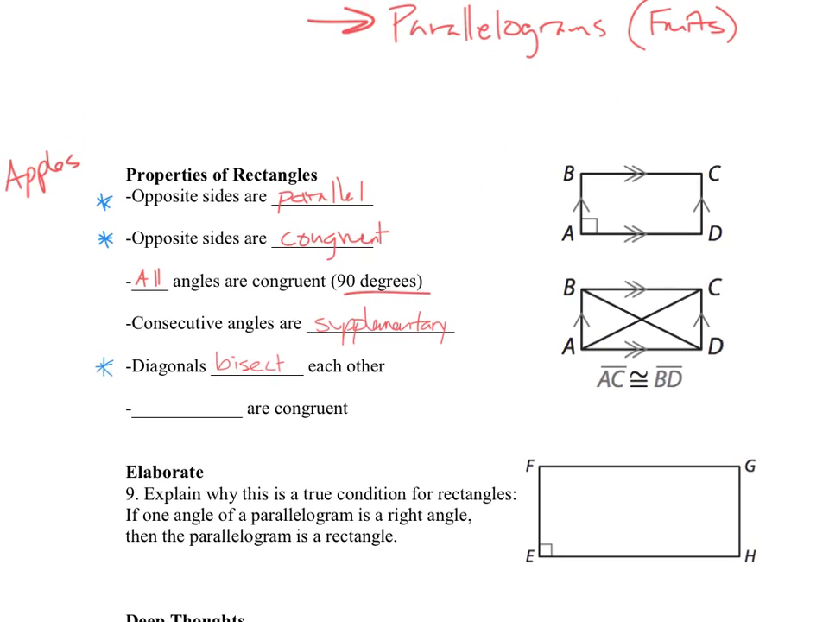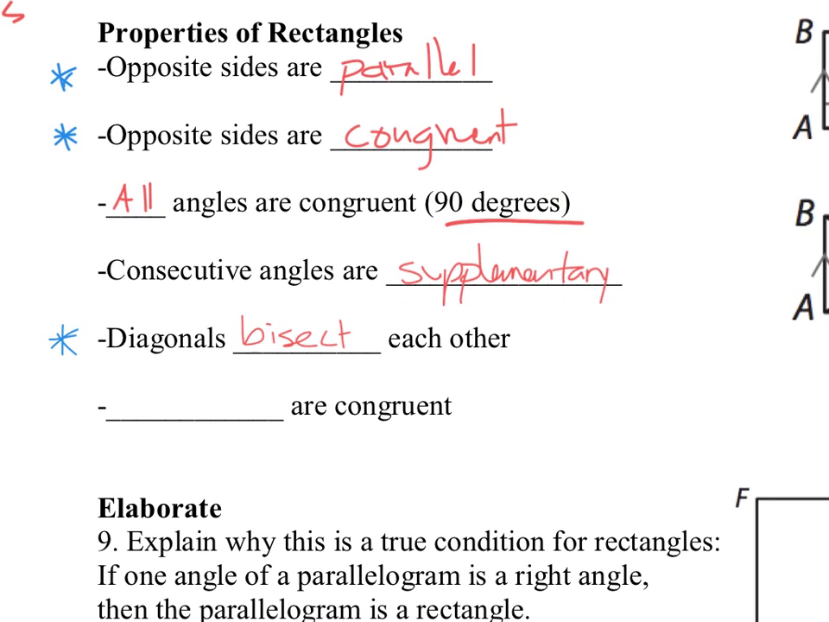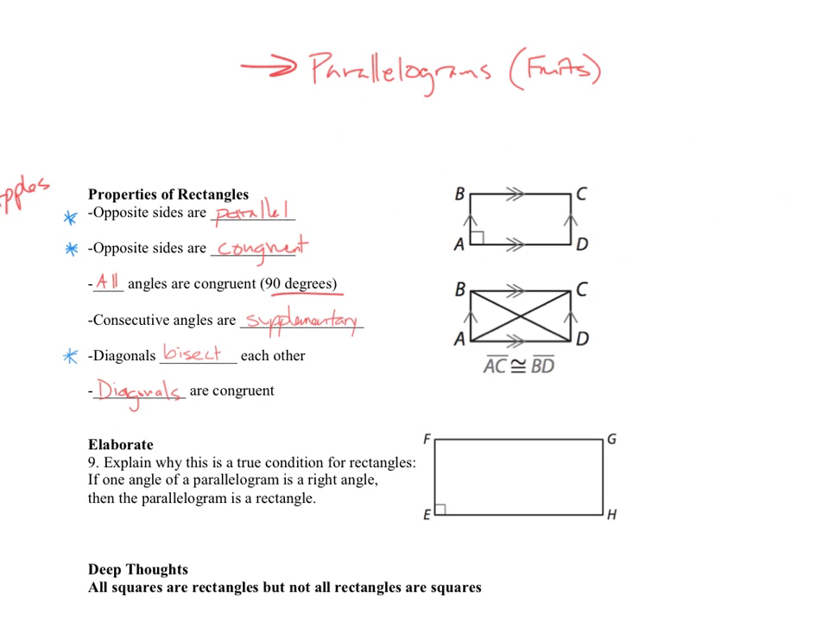And then also for a rectangle, what's kind of unique is that the diagonals, not only do they bisect each other, but they are also congruent. So each diagonal is equal to the other diagonal. So in the case to the right here, that tells you that AC is congruent to BD. So that whole diagonal AC is congruent to the diagonal BD.